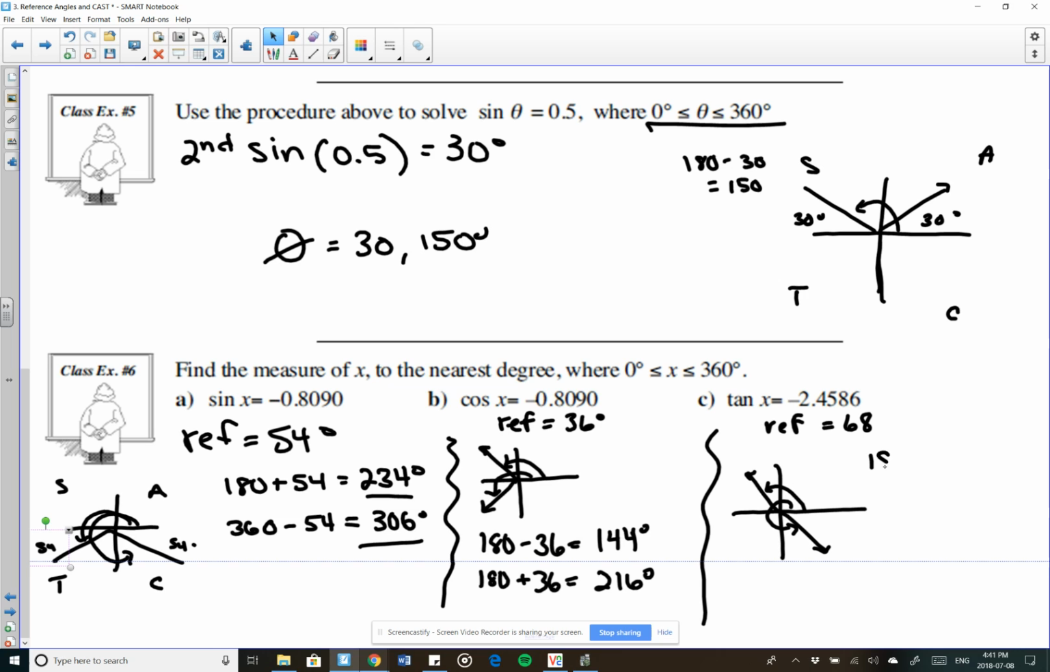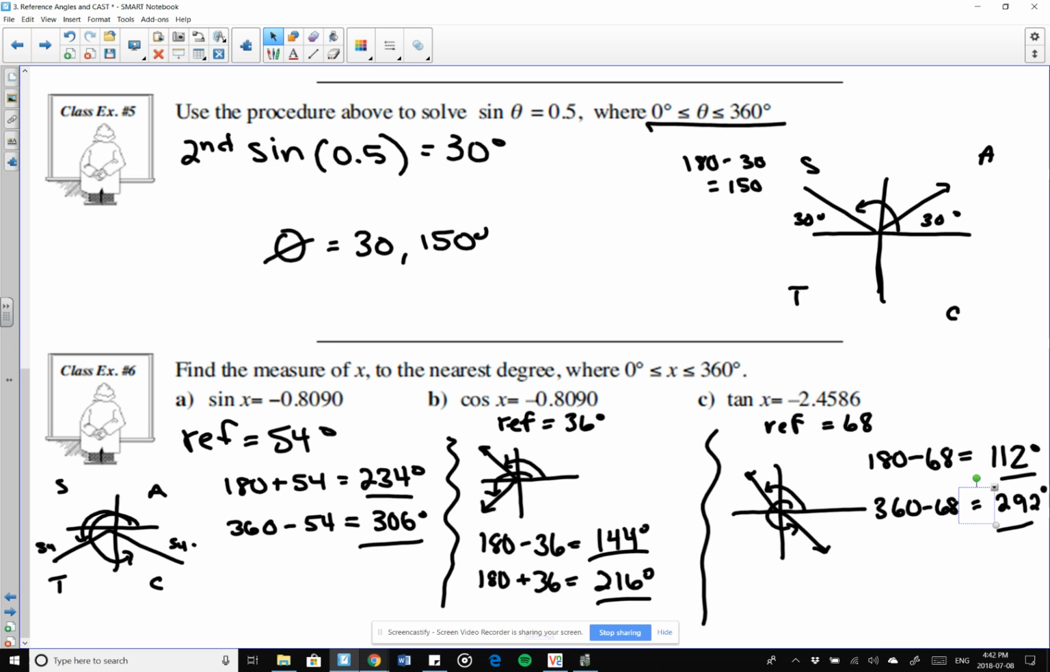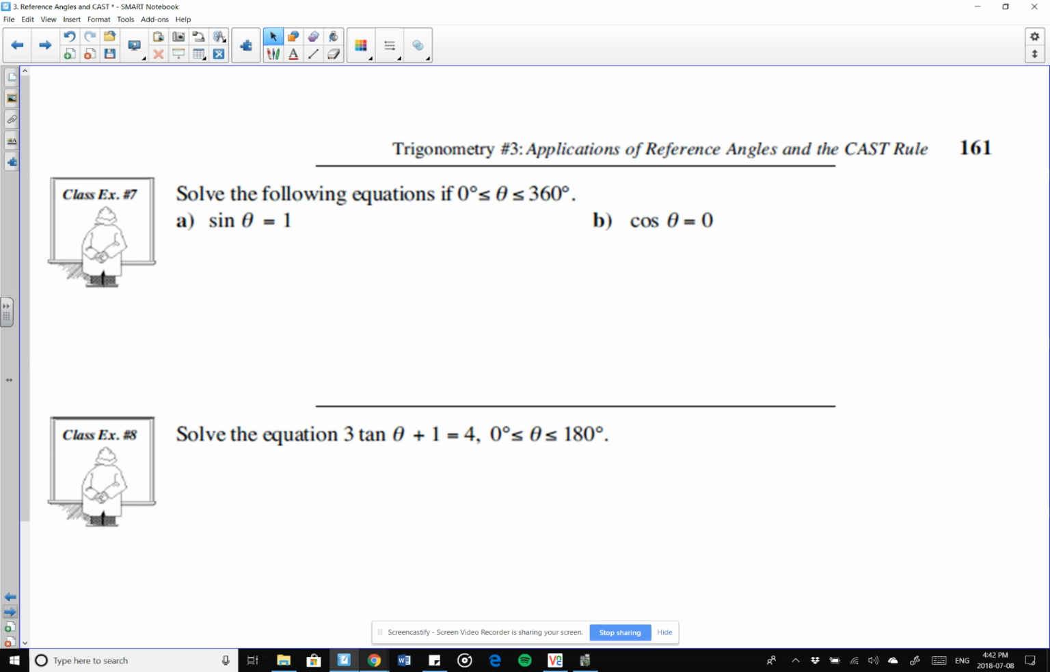So that would give me 180 minus 68. So I'd have one at 112. And then I'd have one at 360 minus 68. So my other one would be 292. So that's just another way to do it. Again, it's just a lot easier if you use it as a positive angle and then look for which quadrants your answer is negative in.